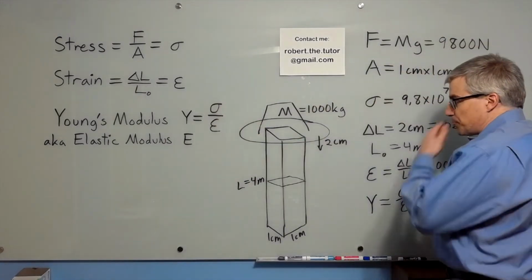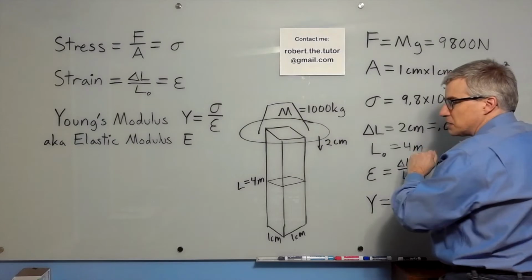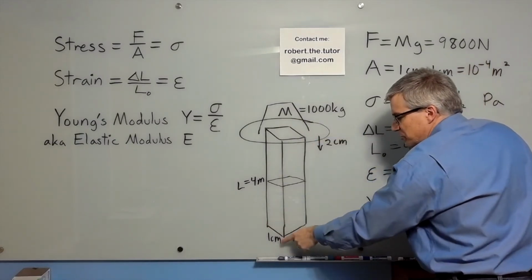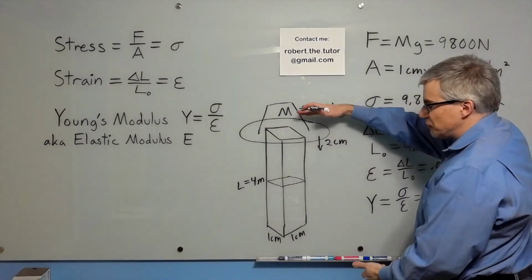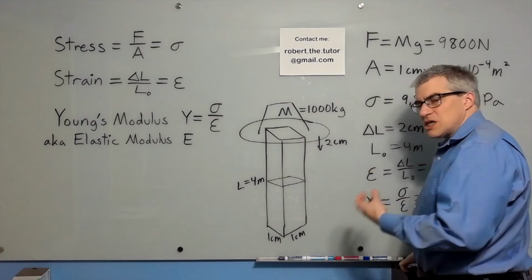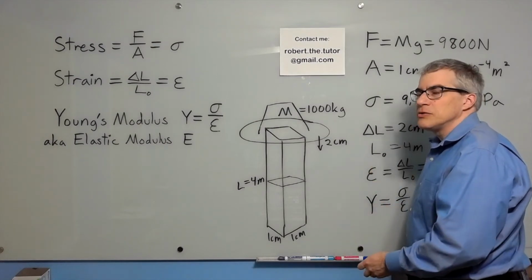Here's the example. You have a mass of 1,000 kilograms. It's sitting on top of a column 4 meters tall and 1 centimeter by 1 centimeter, and as a result of that pressure, it squishes down 2 centimeters. What does that tell us about the material that this is made out of?